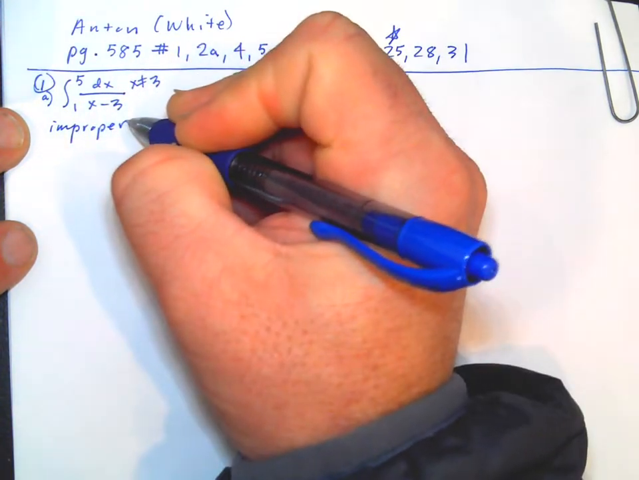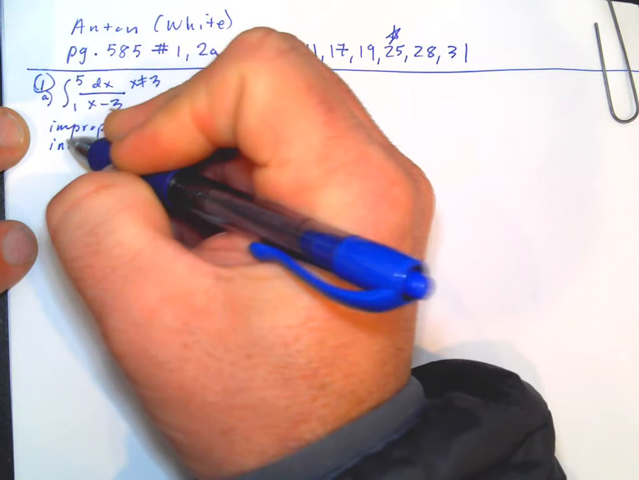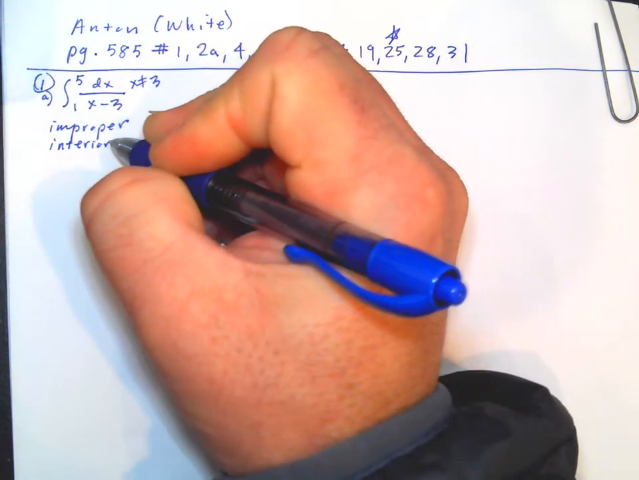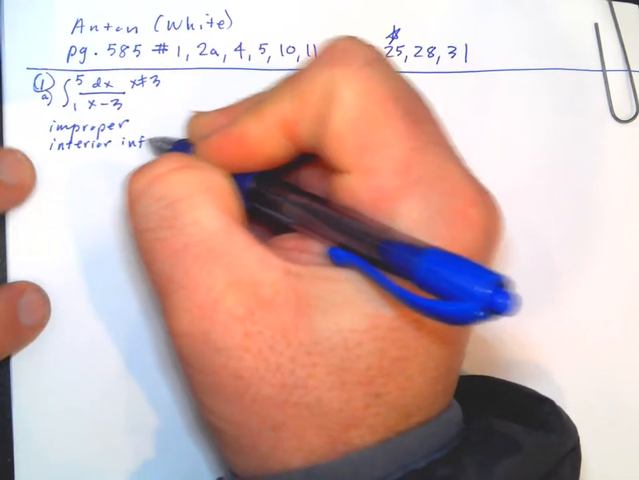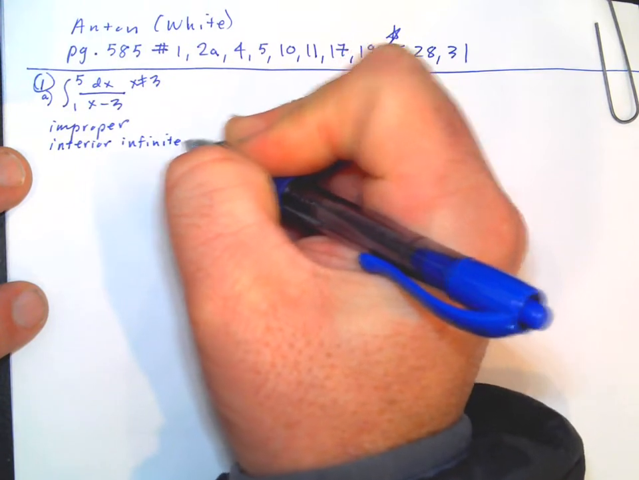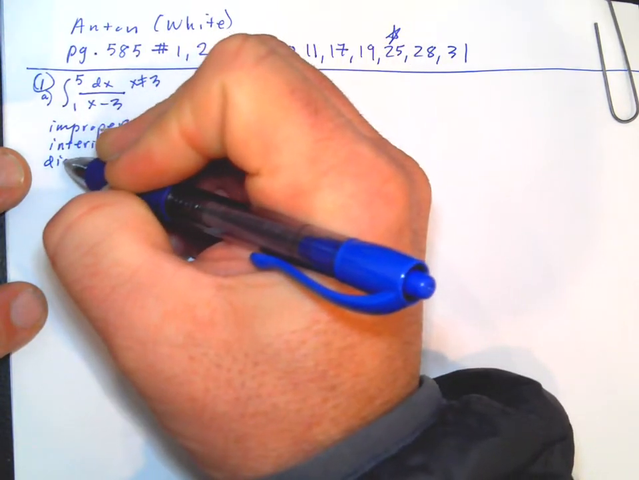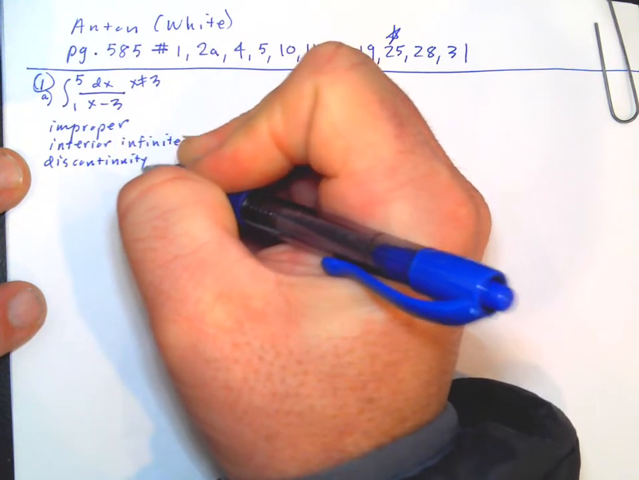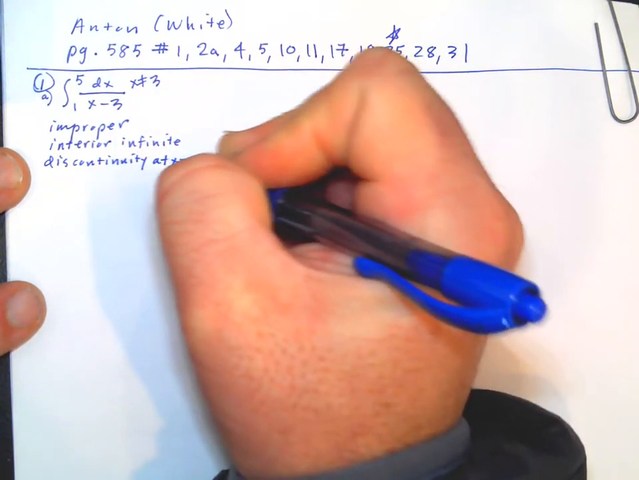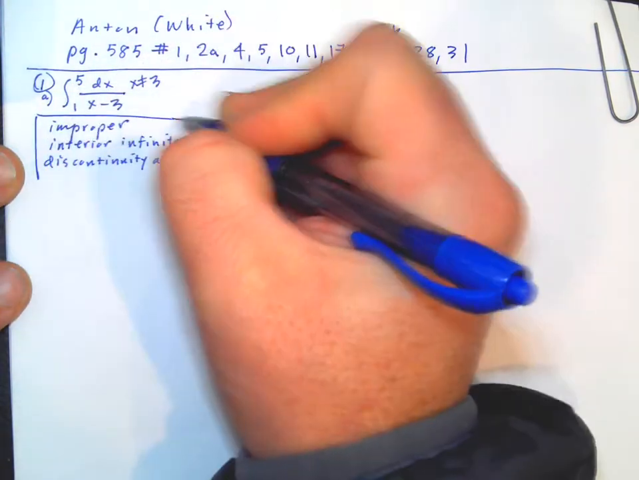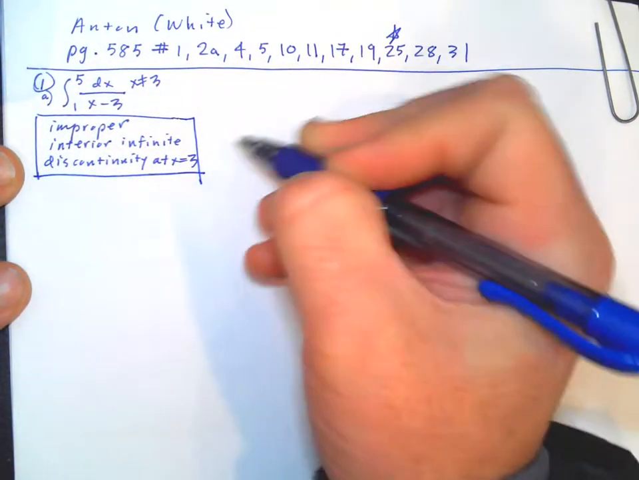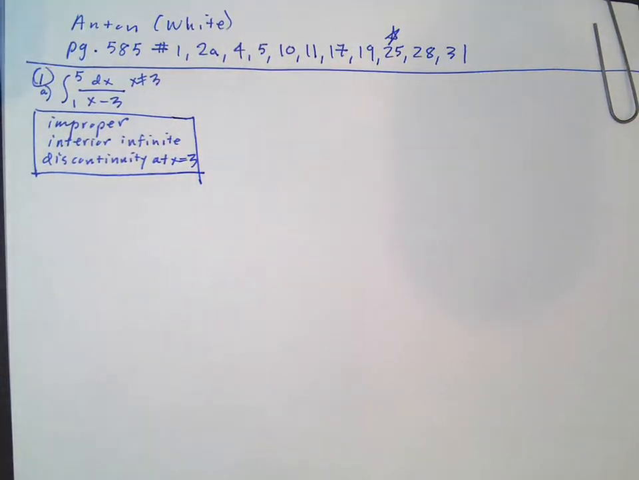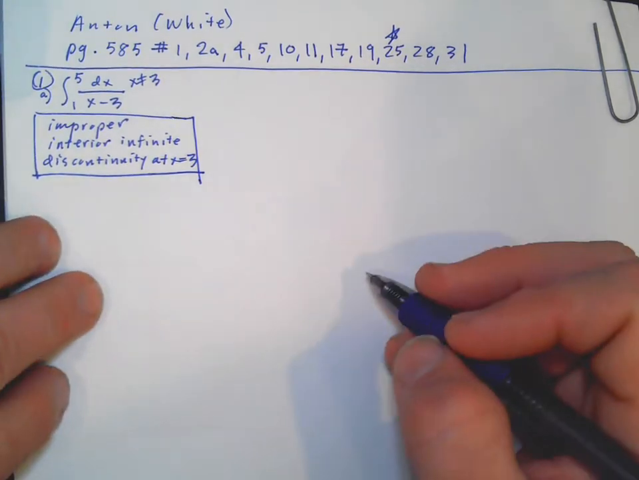And the reason is that it has an interior infinite discontinuity at x equals 3. So that's my answer. It is improper. This is why: interior infinite discontinuity, where?